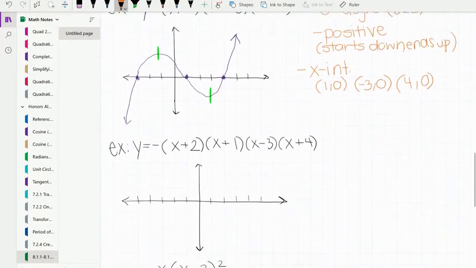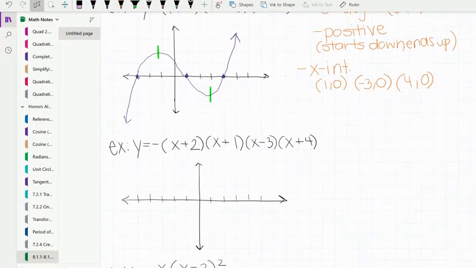Okay, so first thing is figure out what degree this is. So we have 4 x's here, and if we were to multiply all of them together, we would get x to the 4th. So this is a 4th degree, which means that it's even, because 4 is even. Okay, and that makes sense that it's a 4th degree, because if you look, it has 4 x-intercepts. So the degree tells you the amount of x-intercepts.